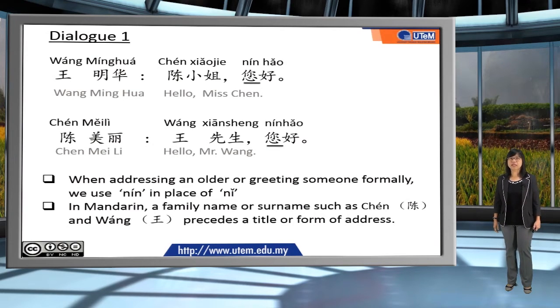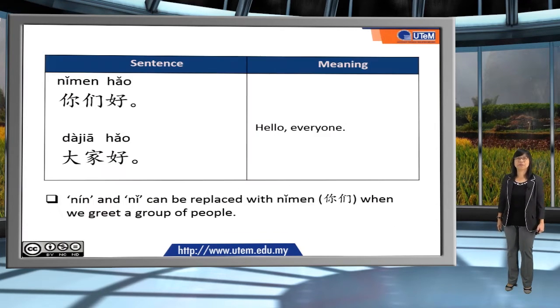In Mandarin, a family name or surname, such as Chen and Wang, receives a title or form of address. So Wang Minghua called Chen Meili as 陈小姐, and Chen Meili called Wang Minghua as 王先生.